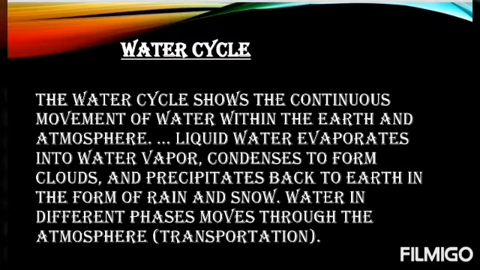The next topic is what is the meaning of water cycle. The water cycle shows the continuous movement of water within the earth and atmosphere. Liquid water evaporates into water vapor, condenses to form clouds and precipitates back to earth in the form of rain and snow. Water in different phases moves through the atmosphere. This is mentioned in the next animated video. Please watch carefully.